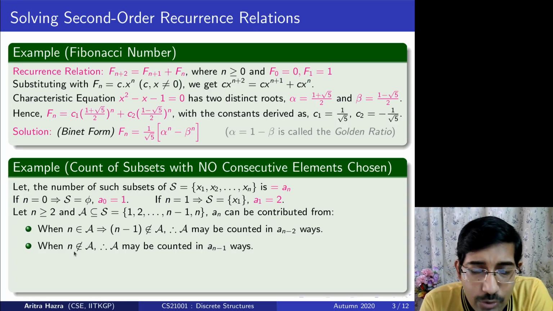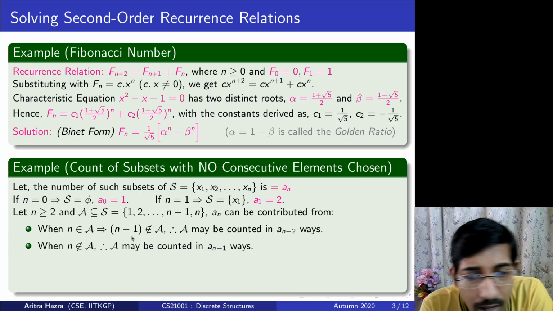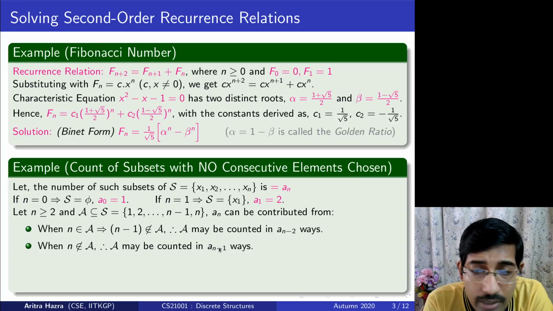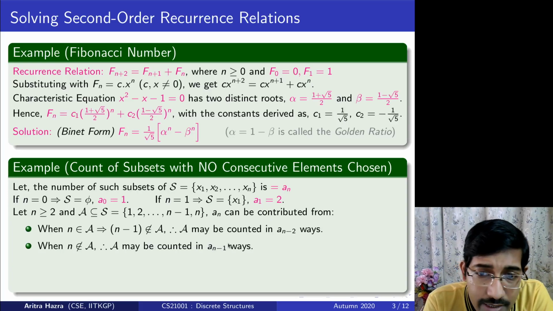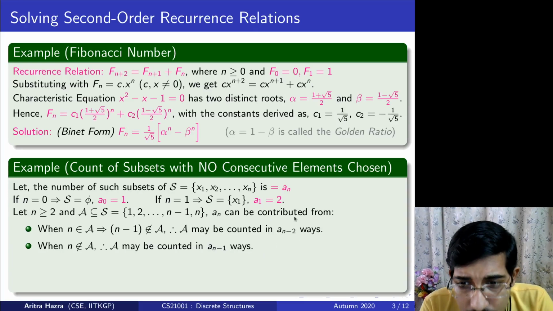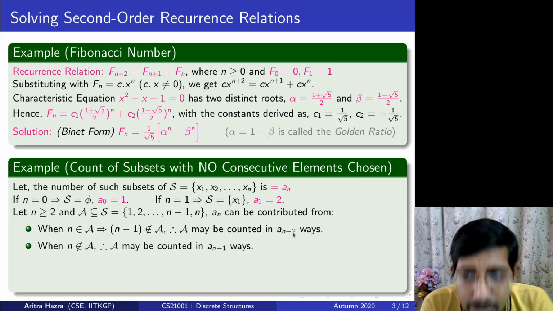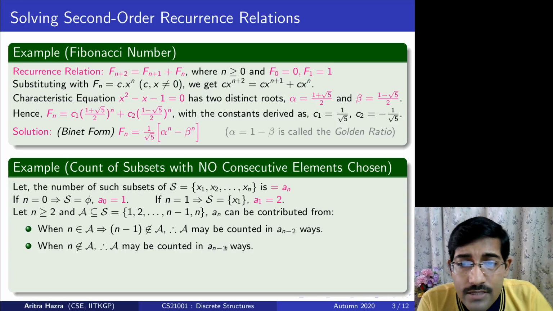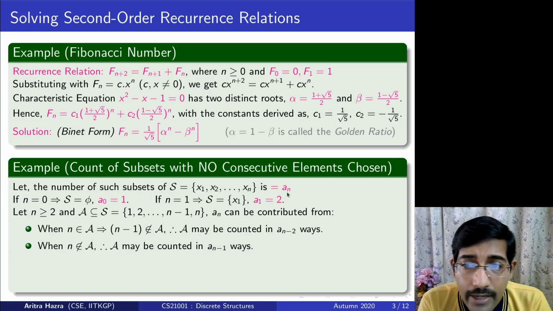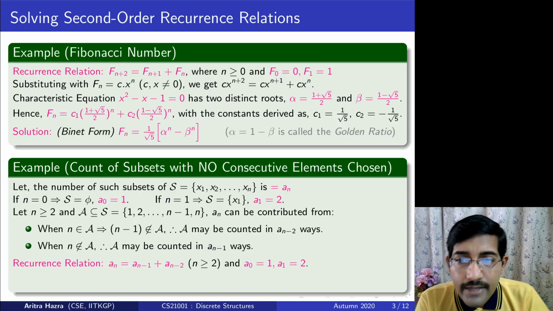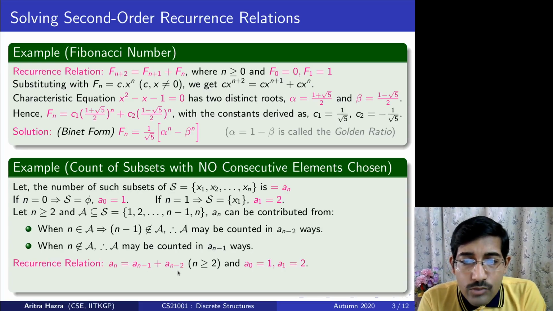The other option could be that I do not choose n, then all possible subsets in an-1 ways, because I am now free to choose everything among the n-1 elements. So the nth element I am not putting in. So this is the way we can count it in an-1. The number of subsets in an-2 ways and the number of subsets in an-1 ways, all of this formulates my final an. So that's why what we finally see is that an equals an-1 plus an-2.